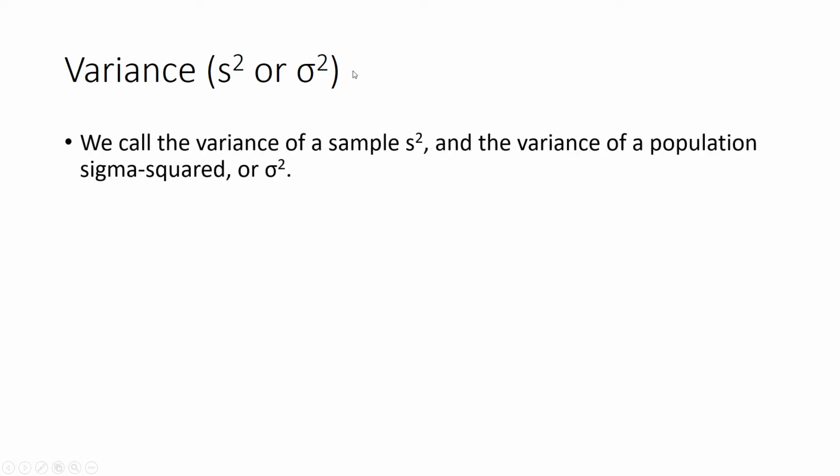Simple. The variance is not so simple, and you might tell this by the symbol we use for it. It's either s squared or lowercase sigma squared. So why two different names?